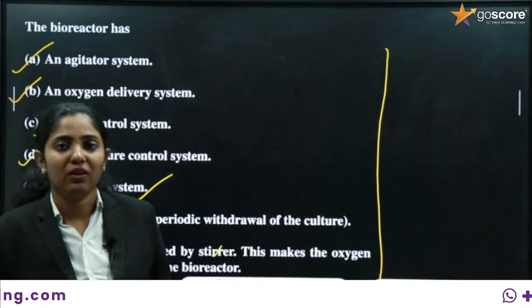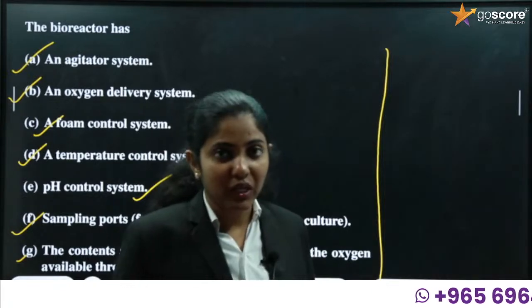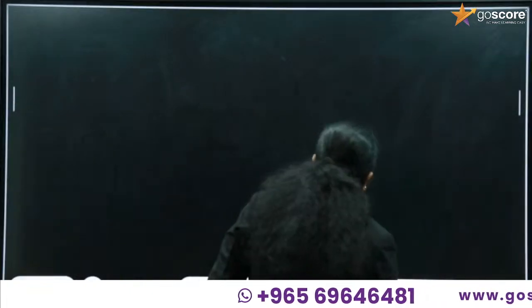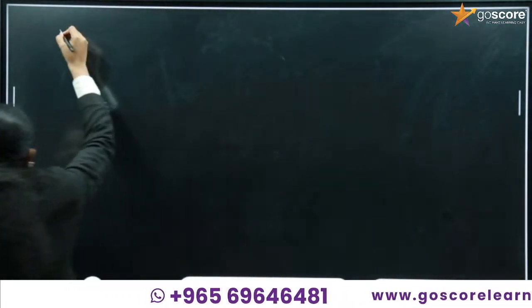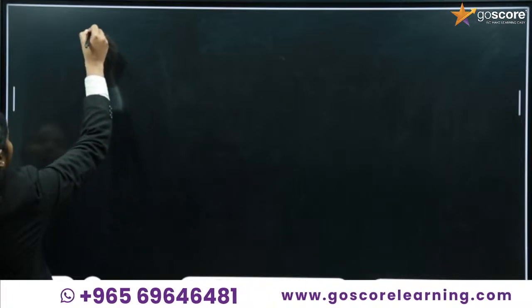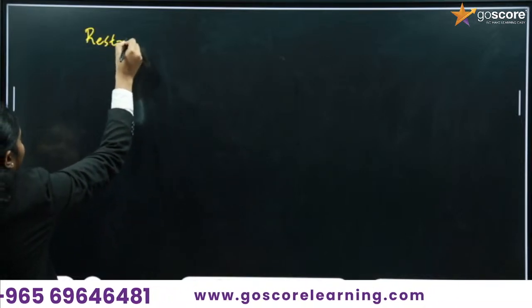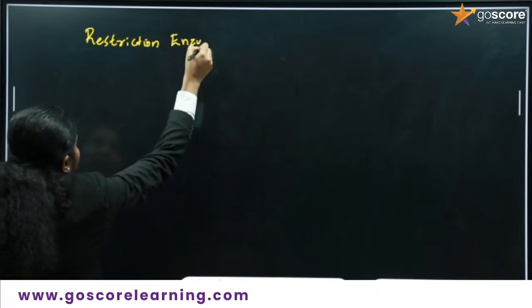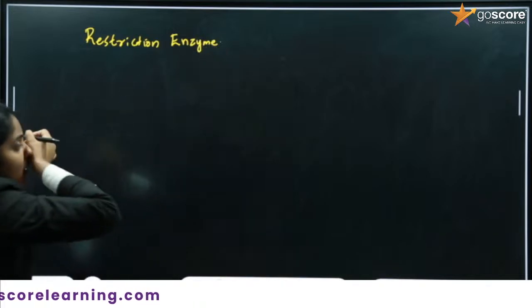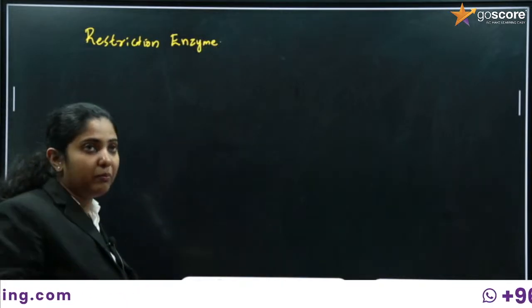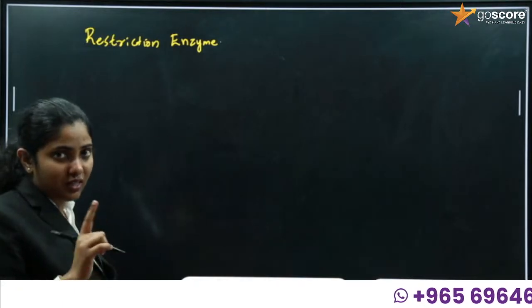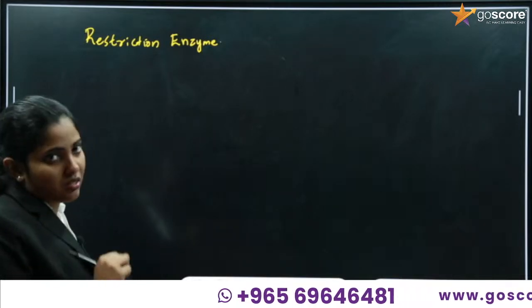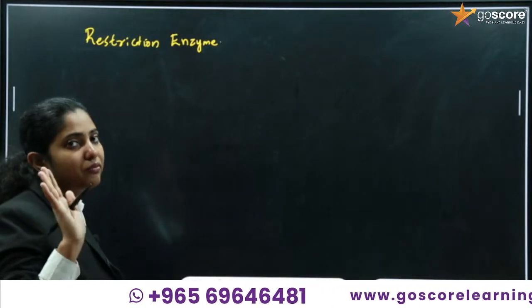If there are any doubts, you can give them in the comment box. Okay, about this chapter, my dear students, once again I am pointing out what things are to be studied. See, you have to study about the restriction enzyme. That is very important. The images given in your textbook about restriction enzyme, you also have to remember with an example. Naming of restriction enzyme is important. What are the criteria used for naming a restriction enzyme? That is the first important part of this chapter.